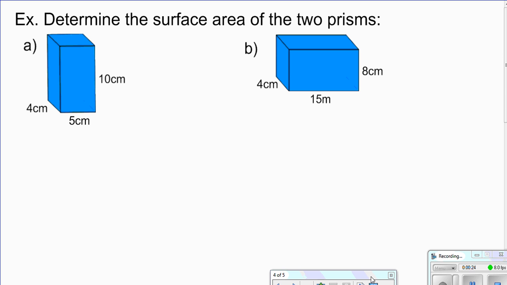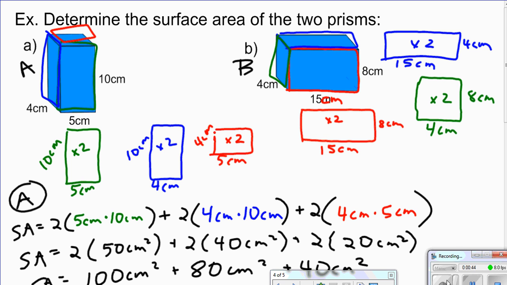Okay, so now it says determine the surface area of the two prisms. So I'm actually going to pause the video here. I would like you to use your skills from the first example to find the surface area of each. I will put my answers up, but I'm not going to walk it through step by step like I did the first one. Okay, through the magic of Smartboard, these are solved.